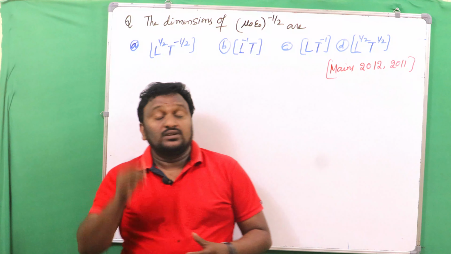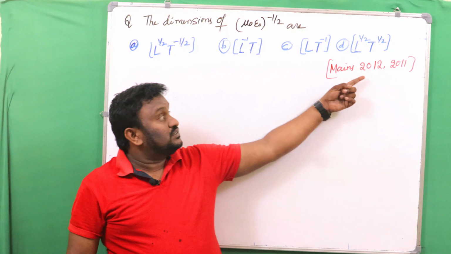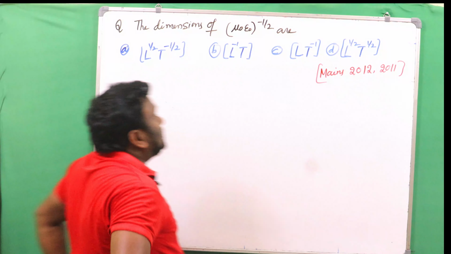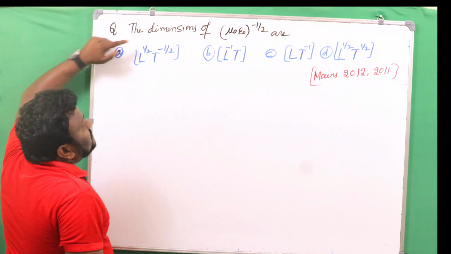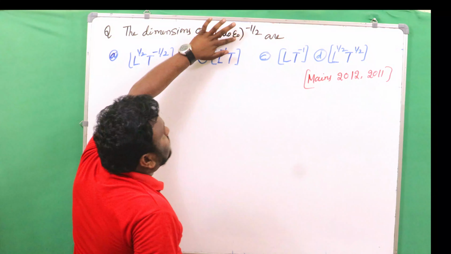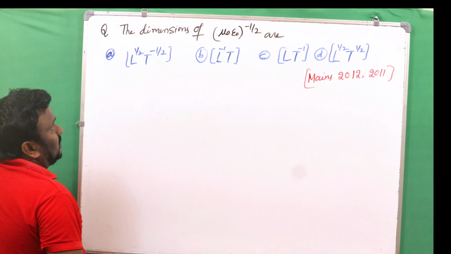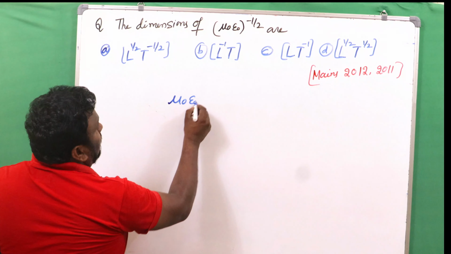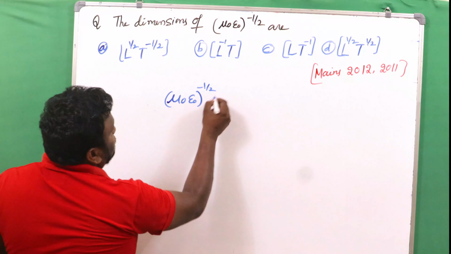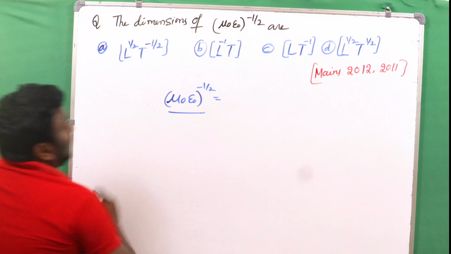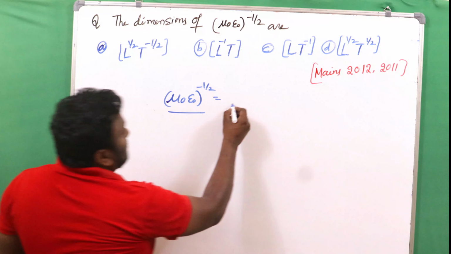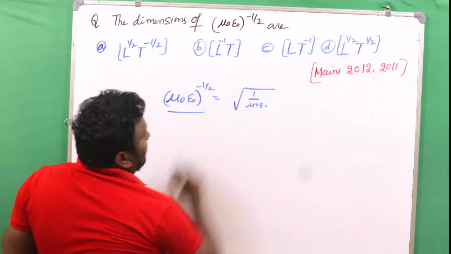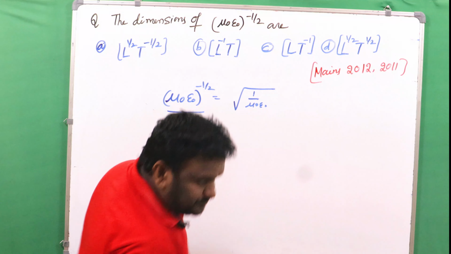See the one question which was given in 2010, 2011 and 2012 mains. This question is based on the electricity topic. The dimensions of (μ₀ε₀)^(-1/2) are. We want to find out the dimension formula of this one. It means simply 1 by √(μ₀ε₀) we can write. Let's see here.